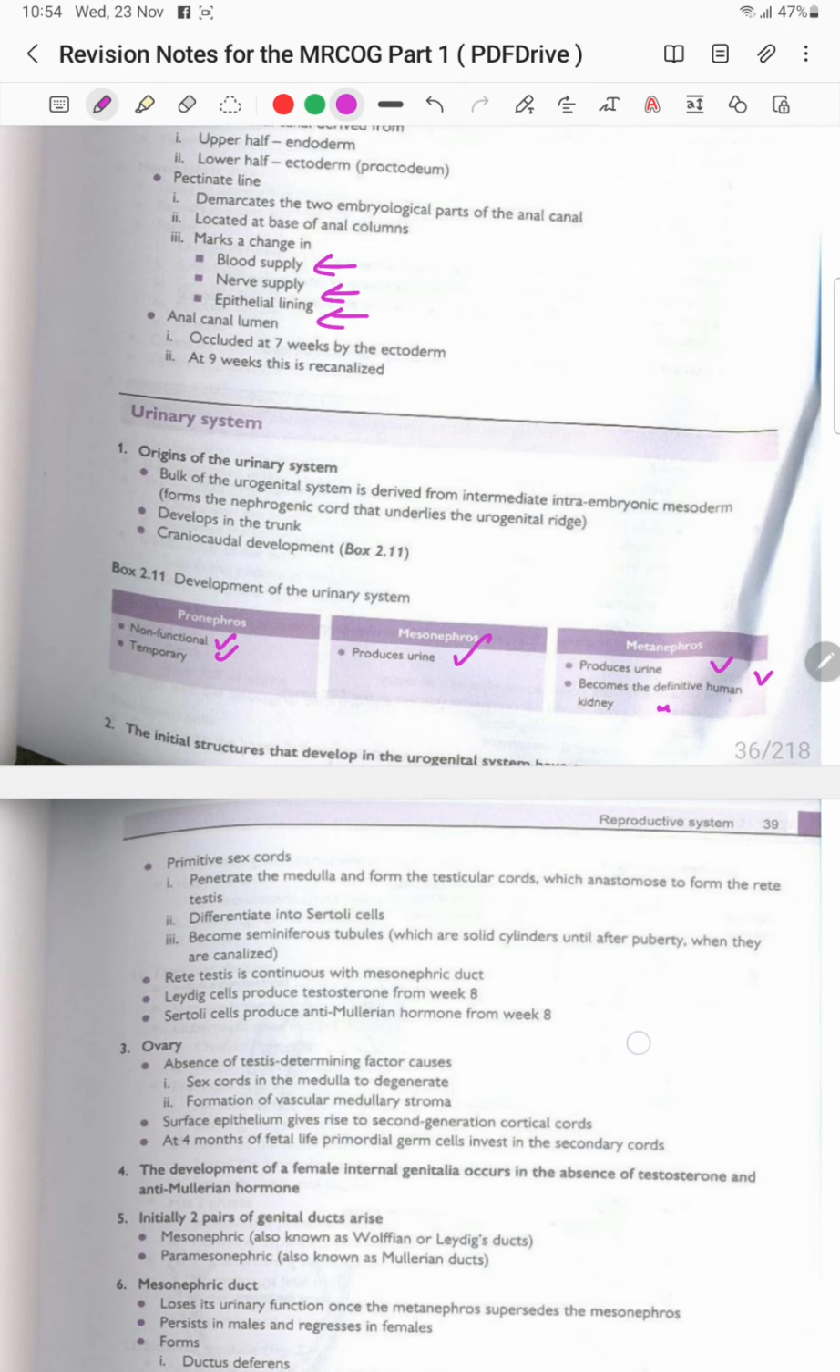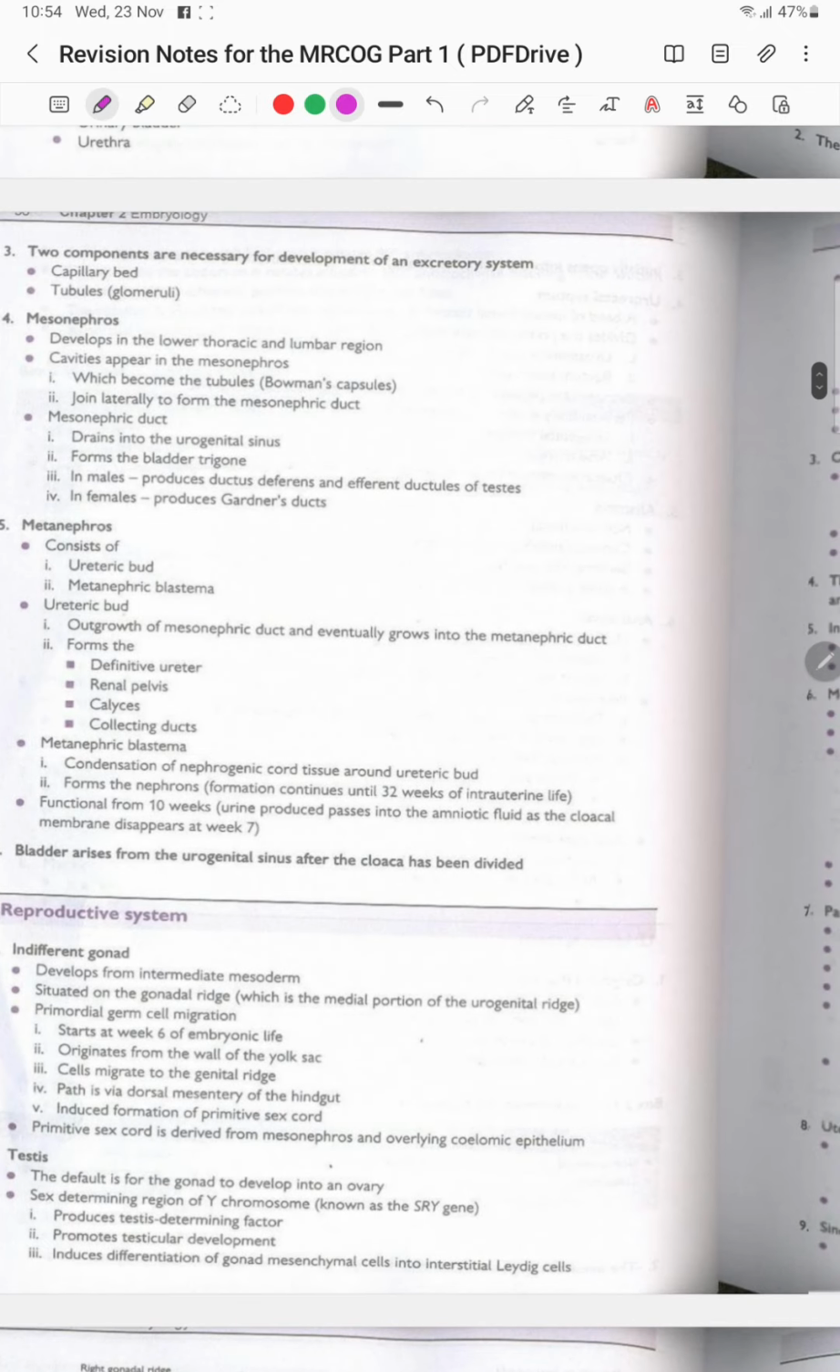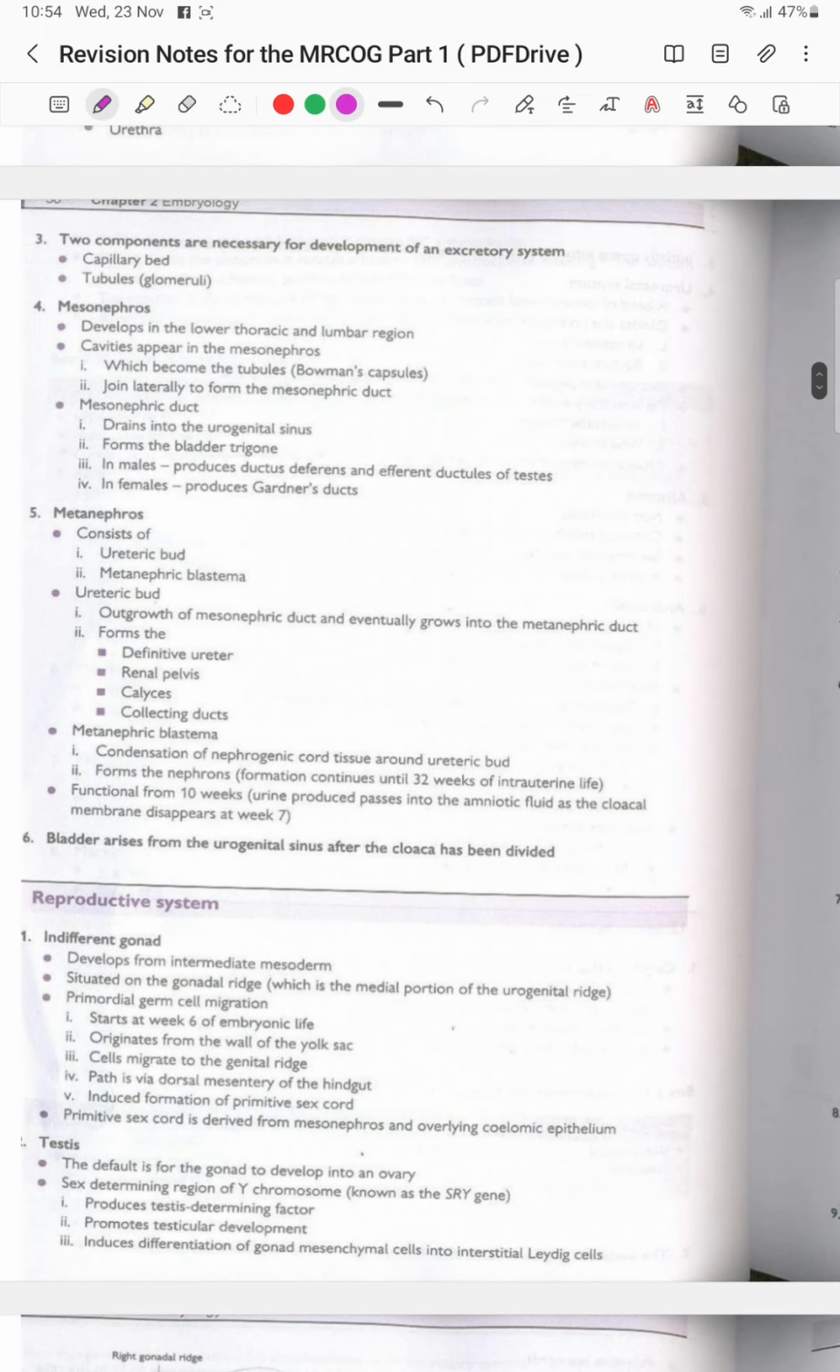The initial structure that develops in the urogenital system. Two components are necessary for the development of an excretory system: the capillary bud and tubules, and the mesonephros. It develops in the lower thoracic and lumbar region, and cavities appear in the mesonephros, which become the tubules and Bowman capsule, joined laterally to form the mesonephric ducts. The mesonephric ducts drain into the urogenital sinus and form the bladder trigone. In males they produce the ductus deferens and efferent ductules of the testes, and in females they produce Gartner's ducts.